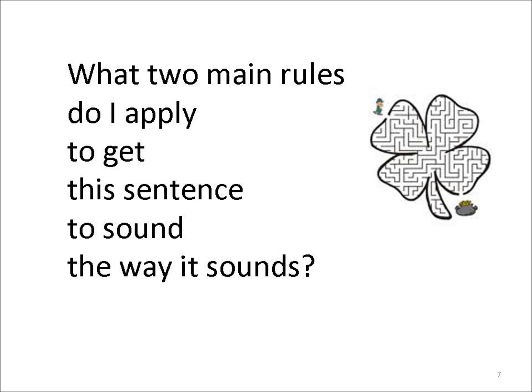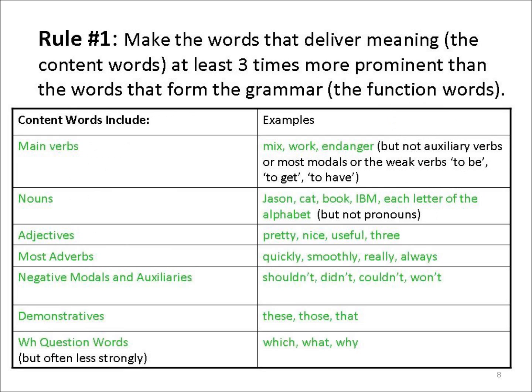We're going to examine the 2 rules that we apply to this sentence to make it sound the way it sounds when I say it, and that is to emphasize the content words and de-emphasize the function words. The first rule asks us to emphasize the content words so that they become more prominent, so it's important to know what content words are.